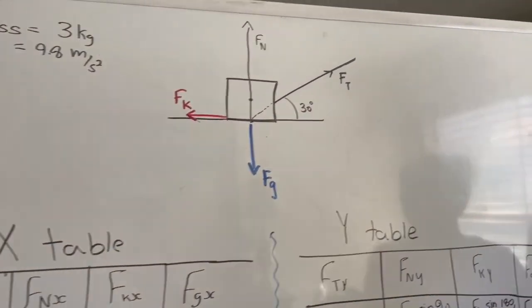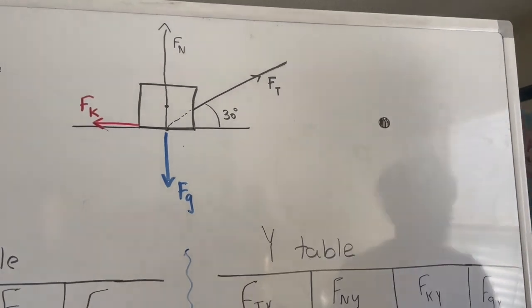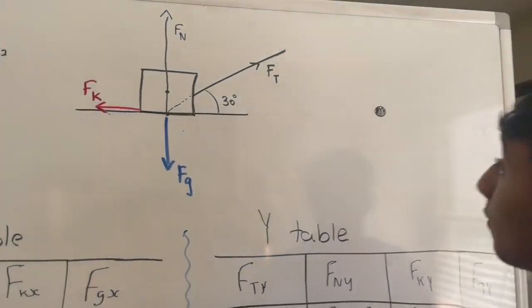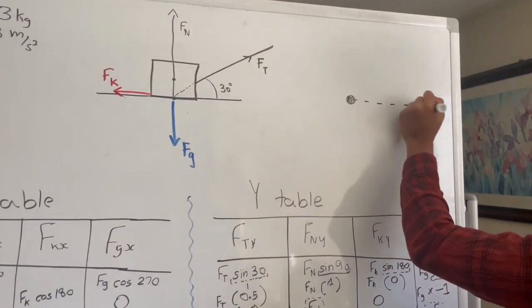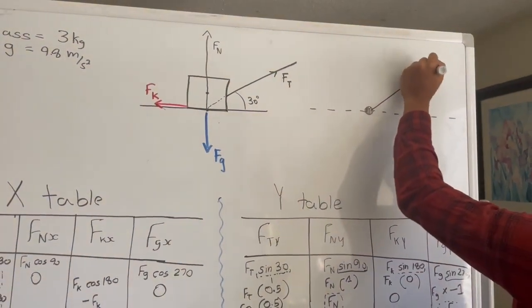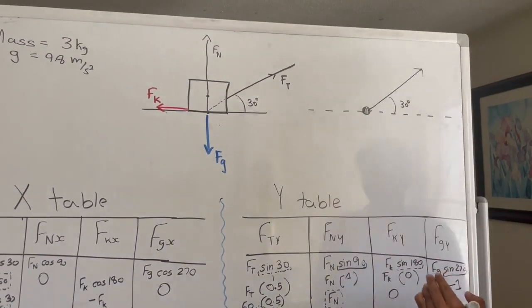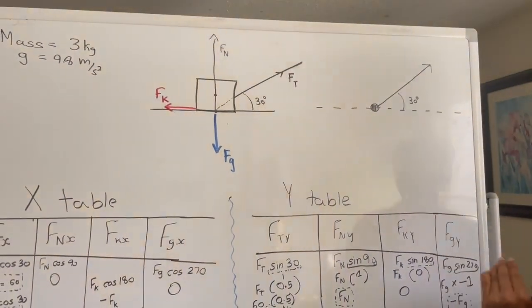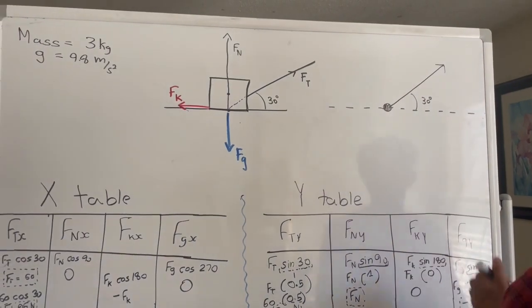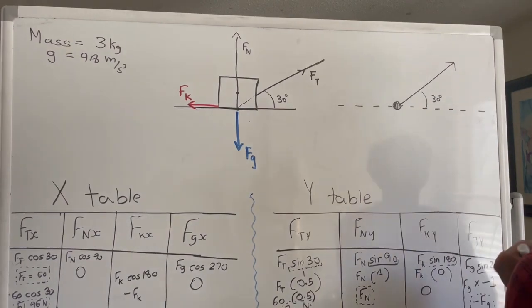Now I'm going to compress this all into a force diagram. Here is just a little ball representing the box. Now I'm going to draw the x-axis, which I'm going to use. Here is my Ft with an angle of 30 degrees counterclockwise to the positive x-axis. And now I'm going to draw Fg and Fk.